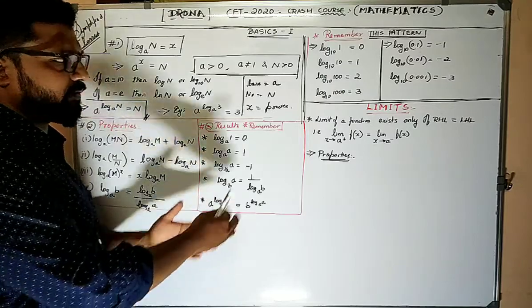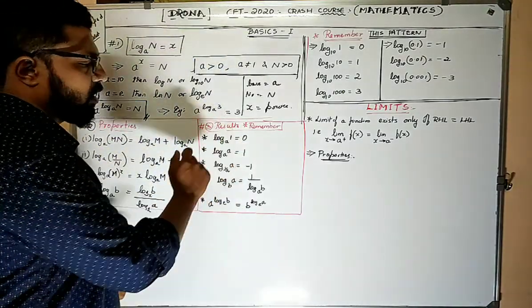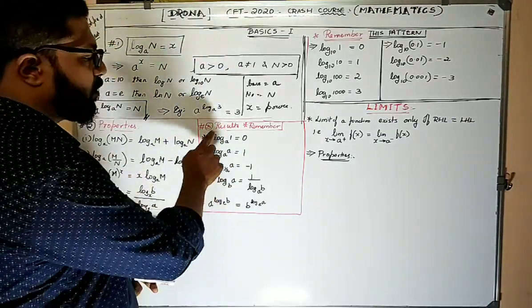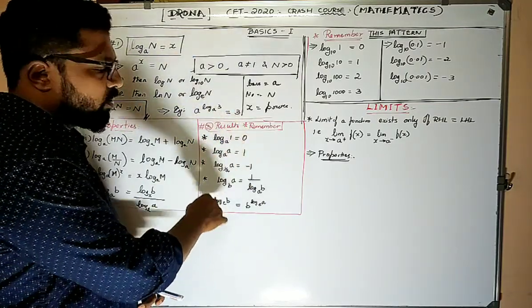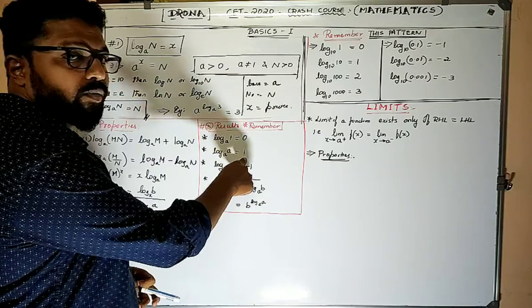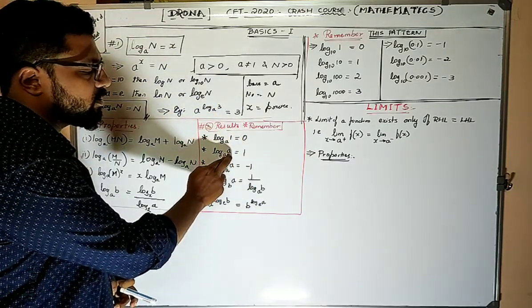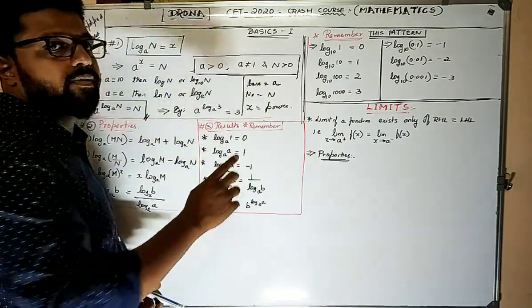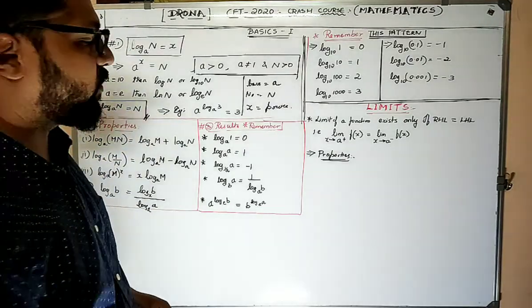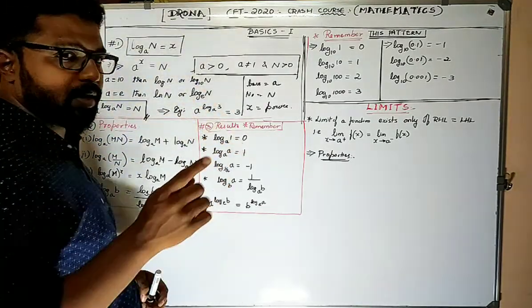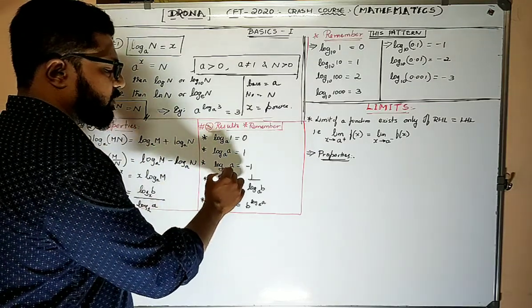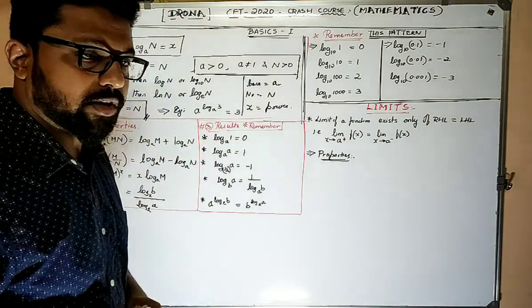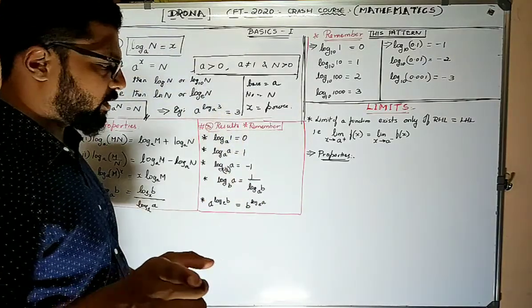A few such formulas I've written over here. One is log 1 to the base anything. Log 1 to the base a, suppose a is a number. Log 1 is 0. Log a to the base a is 1. If the base and the number are the same, then the logarithm value is 1. Then log a to the base 1 by a, the reciprocal of the same number, is -1.